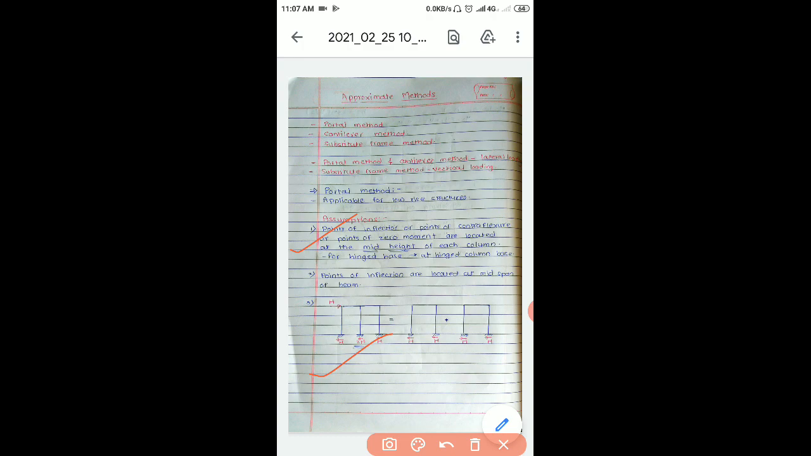So now we will study the procedure for the analysis of the portal method. The procedure is: consider the free body diagram of the upper story by assuming the point of inflection or point of contraflexure at the mid height of the column. That is the first assumption that we have studied, and the horizontal shear resisted by each column is found using this assumption.